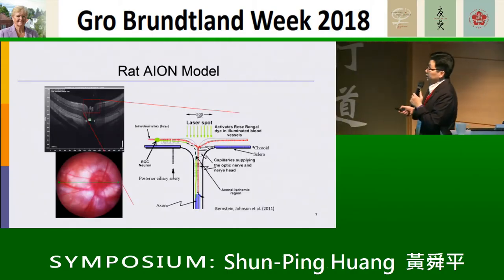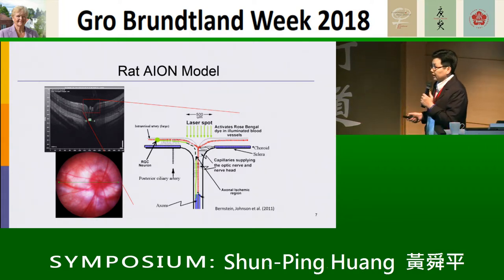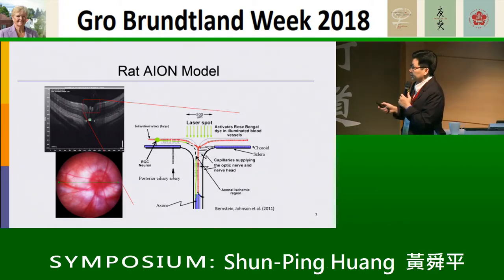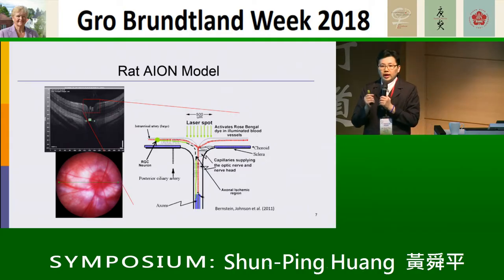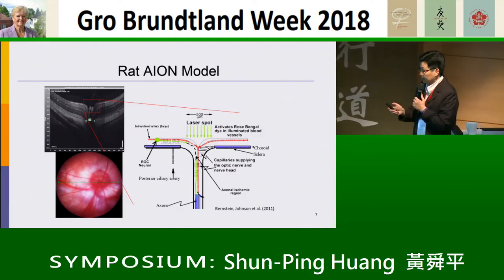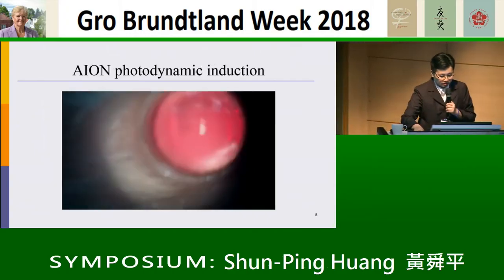In the rat AION model, we use the photosensitizer rose bengal. It's a dye that can be activated using a laser, and it then causes accumulation of a lot of reactive oxygen species, causing photothrombosis. Okay, let's see some video.